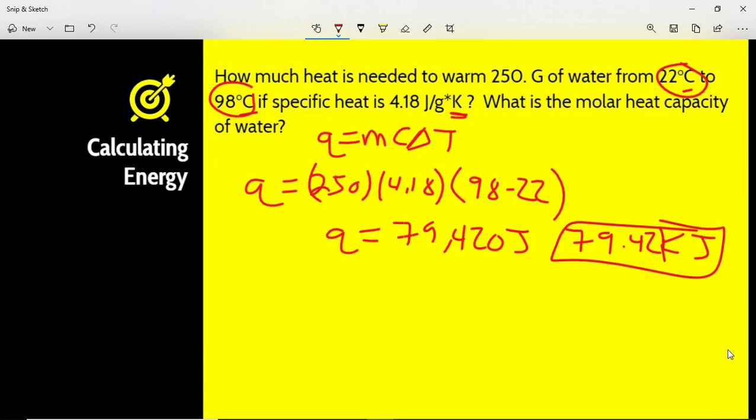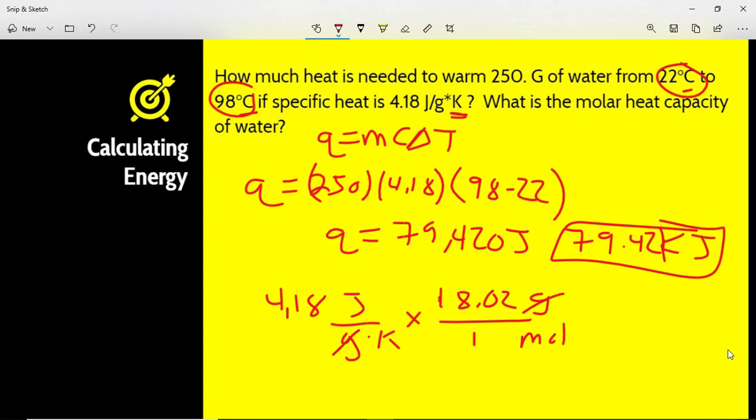The next question actually asks you, what is the molar heat capacity of water? Well, we know the specific heat capacity. The specific heat capacity is 4.18, and that is joules over grams per degree Kelvin, or per unit of Kelvin. So we need to be able to get this into moles. Well, in order to do that, we just simply use the molar mass. Now in this instance, we need grams to cancel, so grams is actually going to go on top. We're looking at water. The molar mass of water is 18.02. That's grams per every 1 mole. So our grams are going to cancel.